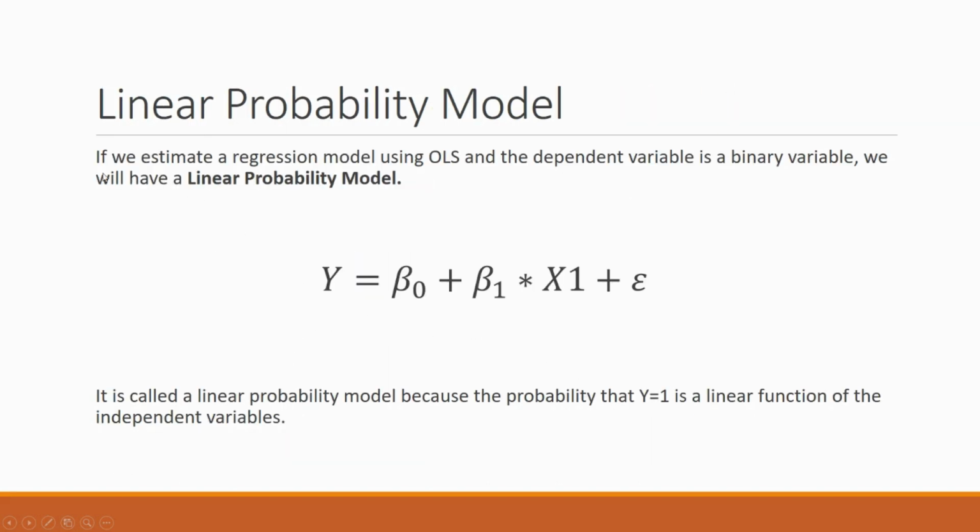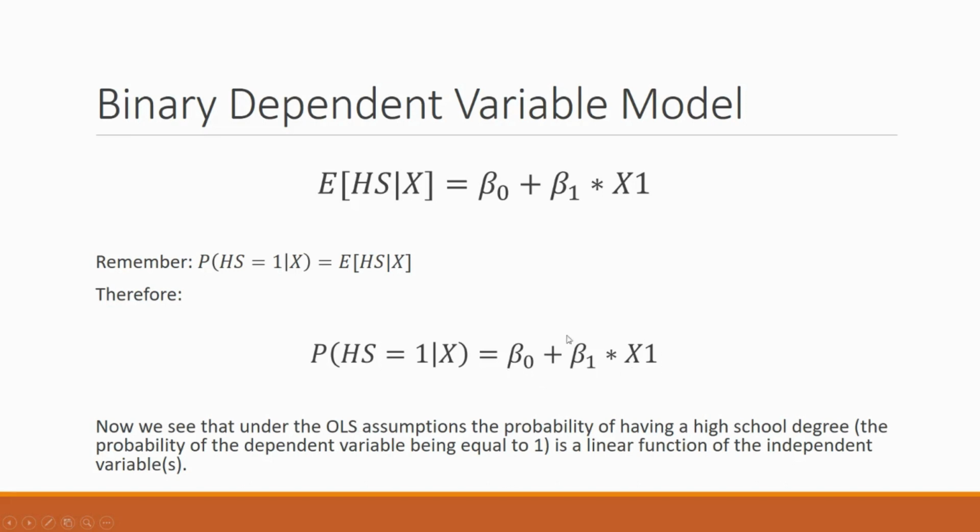So if we estimate a regression model using ordinary least squares and the dependent variable is a binary variable, we will have what we call a linear probability model. Let's go through that name. It's linear, meaning a linear function of the independent variables. Why are we calling it a probability model? We're calling it a probability model because we're saying that this linear function determines the probability that the dependent variable will equal 1.